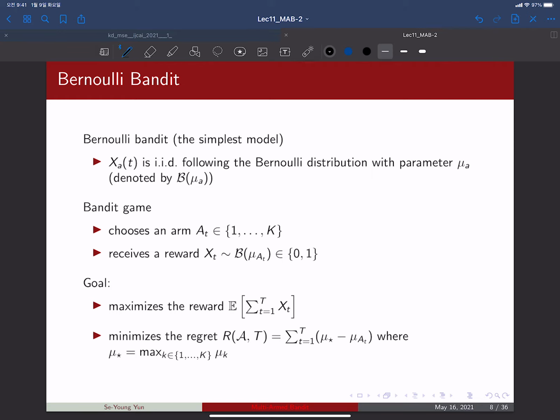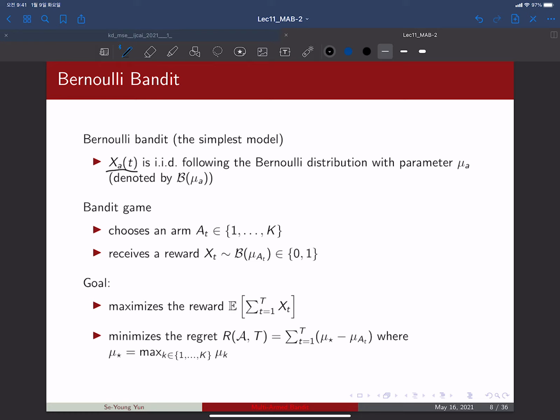Among many stochastic bandit settings, I will introduce the Bernoulli bandit and its algorithms. The Bernoulli bandit, I think, is the simplest form of multi-armed bandit setting, where X_{A,t}, the reward process, is IID following the Bernoulli distribution with parameter mu_A. So every time you play action A, the return is independent of the previous observations and independent of the future. It is just coin tossing with probability mu_A.